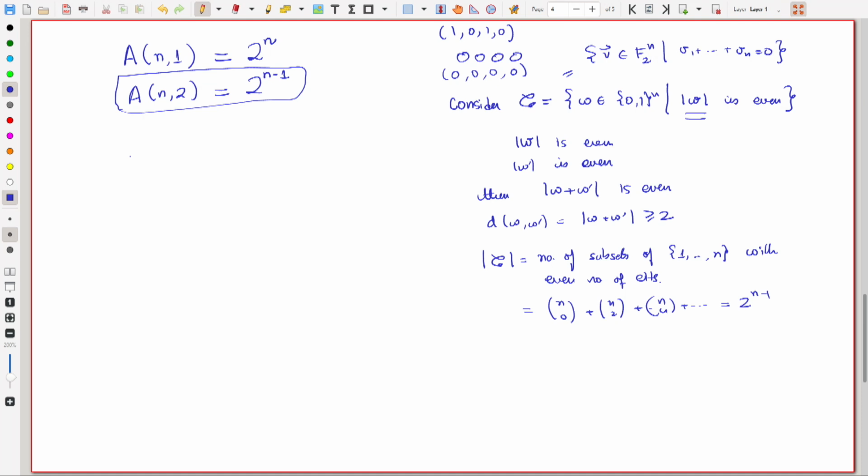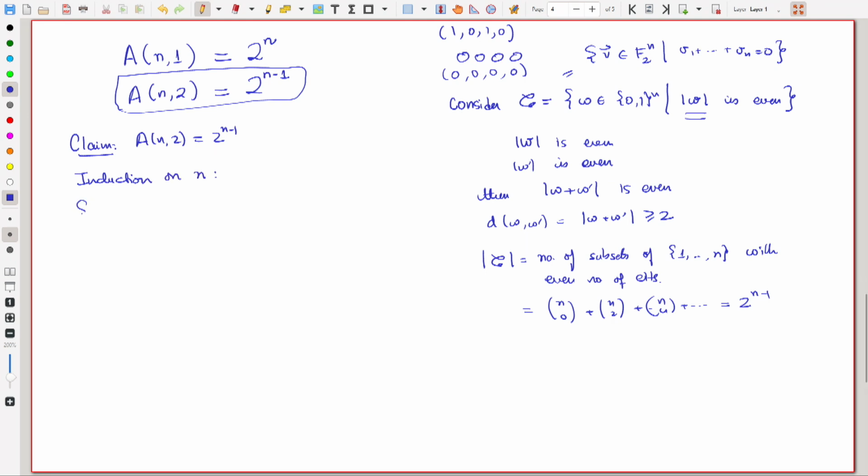So you think about it a bit, but let me give you a proof of this. Okay, so let us prove this. Claim: we already know that A(n, 2) is greater than or equal to 2 to the power n minus 1. I claim that it is equal to 2 to the power n minus 1. So the proof is by induction on n.